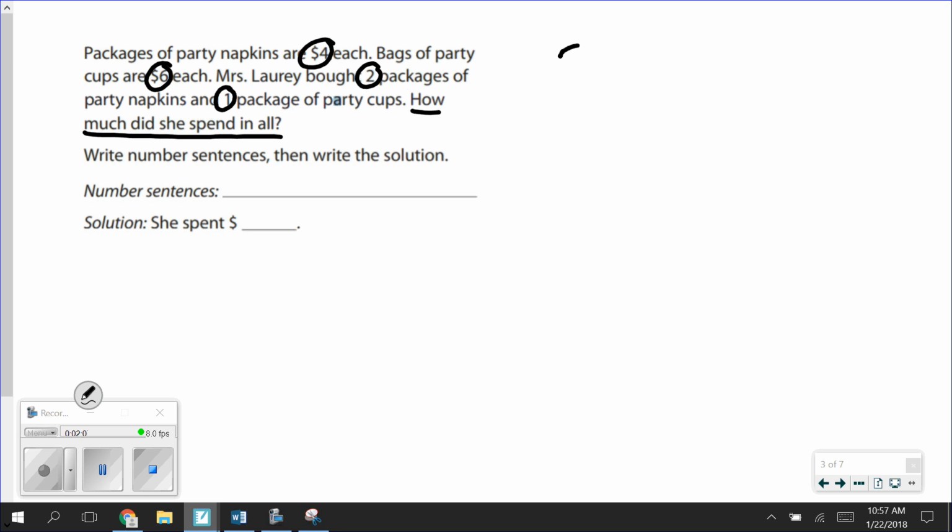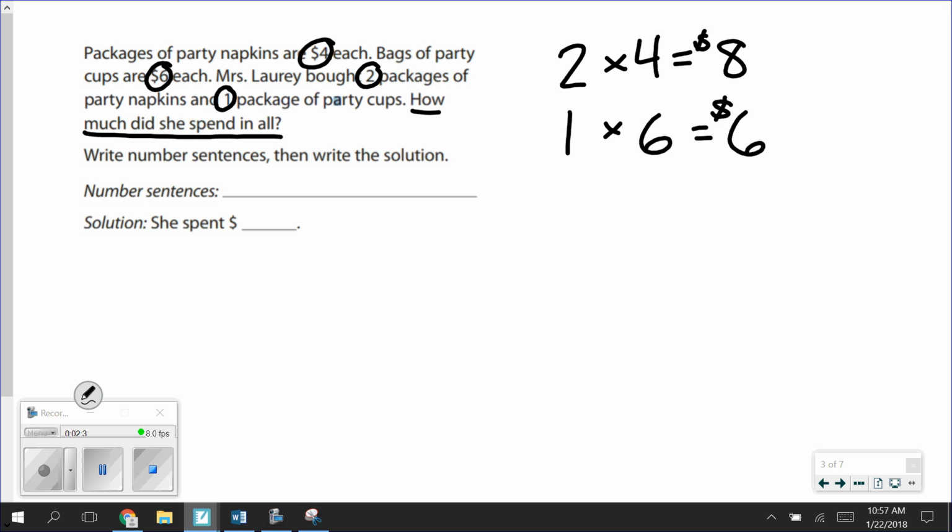We have 2 groups of napkins. They're equal groups, so I can multiply, right? Each pack of napkins costs $4, right? So she would pay $8 for napkins. The cups she only gets 1 pack, and they're $6 each. So she's going to pay $6 for cups.